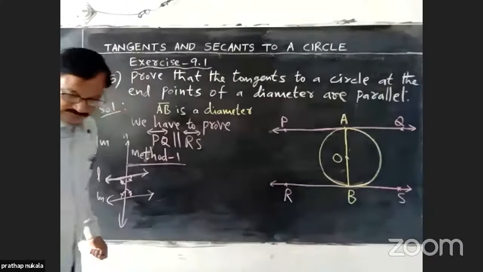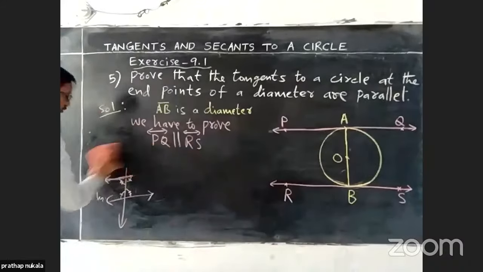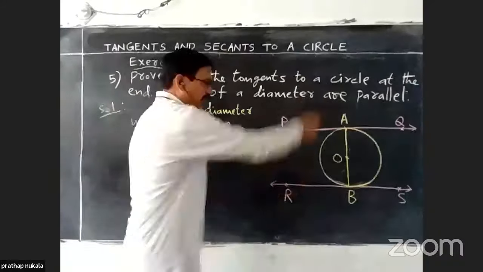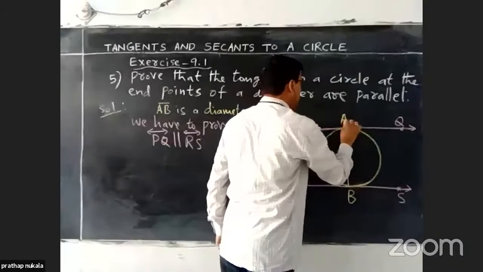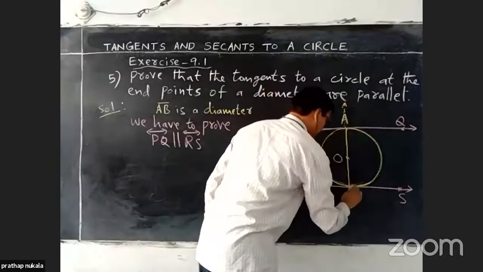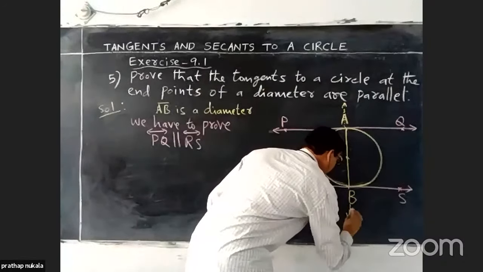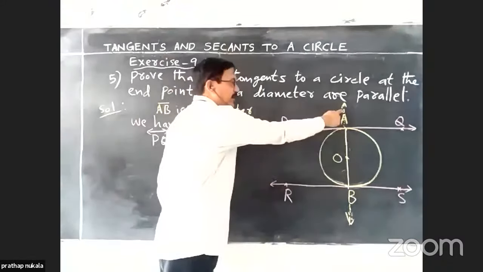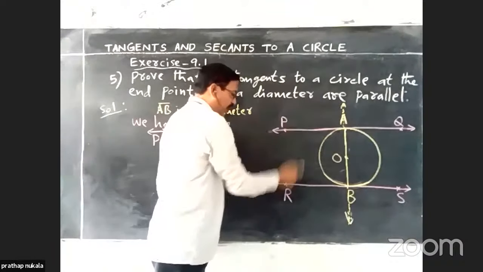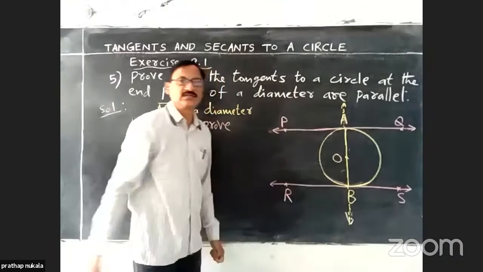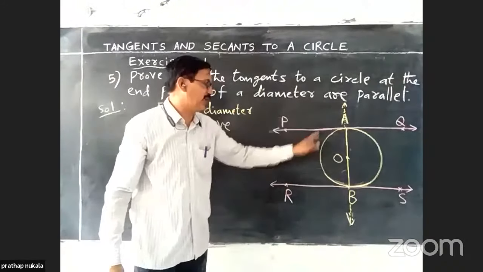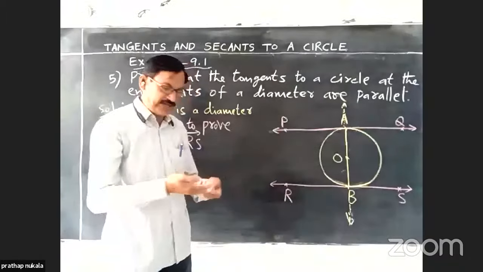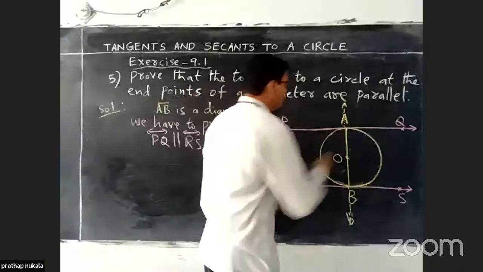Here, AB is a diameter. If we extend this as a line, we will get a straight line. That means these two are the given two lines here, and this line can be a transversal line of these two lines, since this line intersects these two lines. That's why this is a transversal line. Now, what are the interior angles? These two are interior angles.